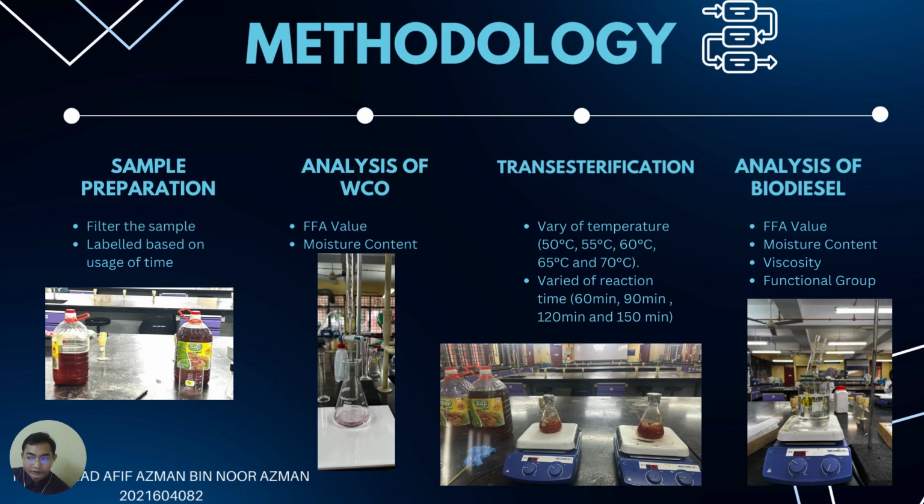Next, we go to the reaction used for conversion to biodiesel, which is transesterification. The temperature will be varied from 50 degrees Celsius to 70 degrees Celsius. After choosing the optimum temperature, it will be used for the variation of reaction time, from 60 minutes to 150 minutes. Then after obtaining both optimum conditions, the highest biodiesel yield for both WCO will be analyzed for the FFA value, moisture content, viscosity, and functional groups.